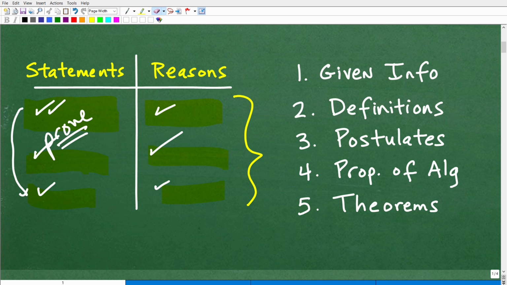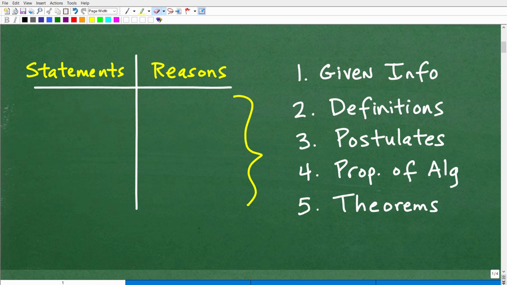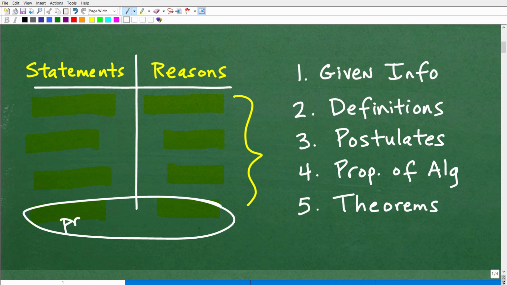Okay, this is the idea in doing a proof. But again, there are very specific rules when we're dealing with geometric proofs. All right, so we're going to give a statement, and then we're going to give a reason, and we're just going to continue to make as many statements and back them up with as many reasons until we reach our final conclusion, until we have proved what we want to prove.